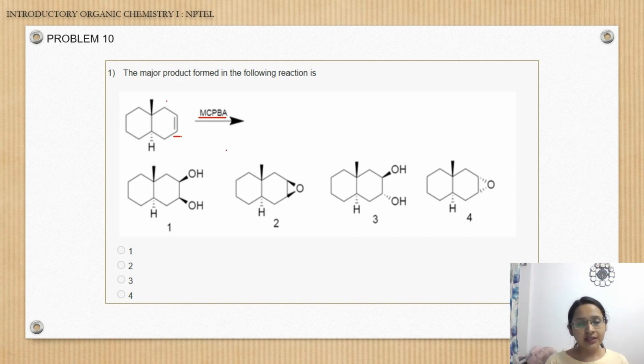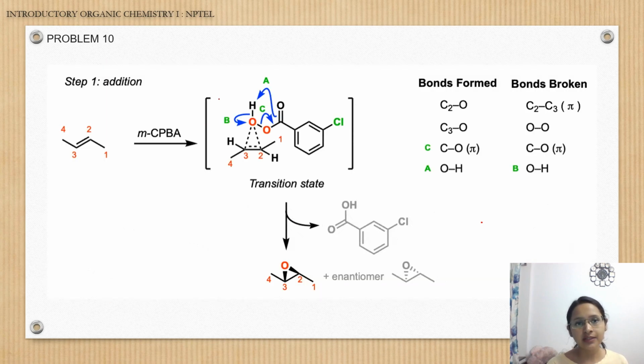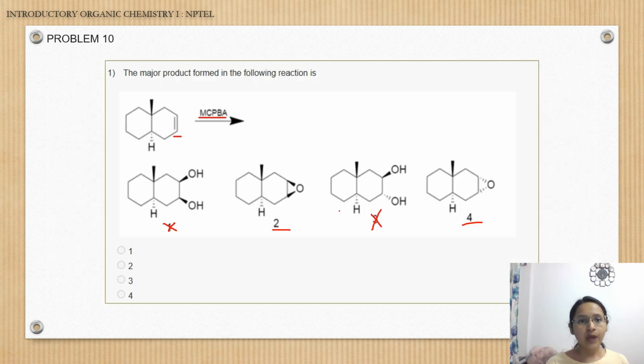If epoxidation is taking place, then option number 1 and option number 3 are getting neglected, right? So now among 2 and 4 you have to answer. Can anyone tell me which could be the possible answer among these 2 and 4? I have told you that this epoxidation is taking place through this mechanism. We have already talked about it. So you have two possibilities: either the epoxidation takes place on the below side or the above side. Can anyone tell me which would be the possible answer, second option or the fourth?